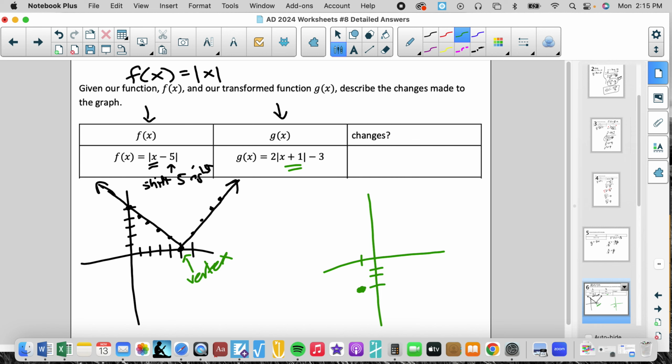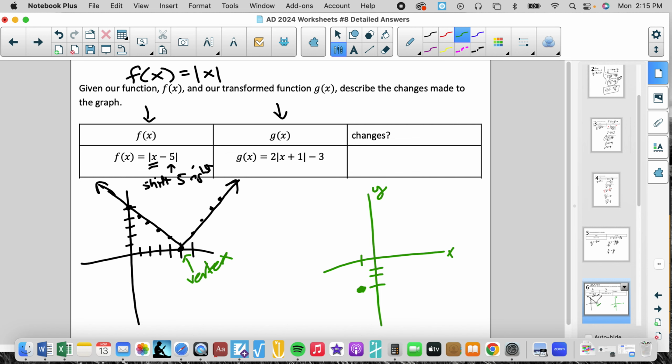So that is where my vertex is going to go. That's my new vertex. And look, if we plug in negative 1 for my x value, what would we expect to get? That gives me 0 times 2 is 0 minus 3 is negative 3. And it worked. So when we plugged in negative 1, we got negative 3. Now everything's going to move off of it.